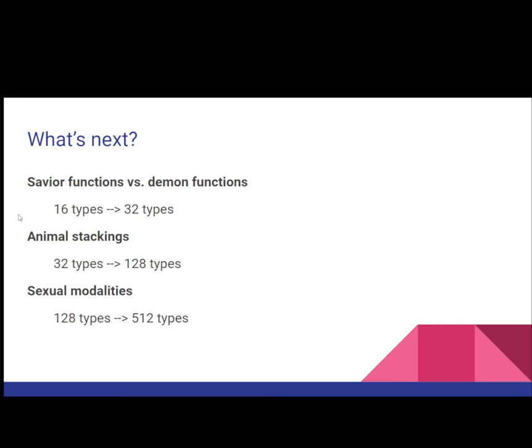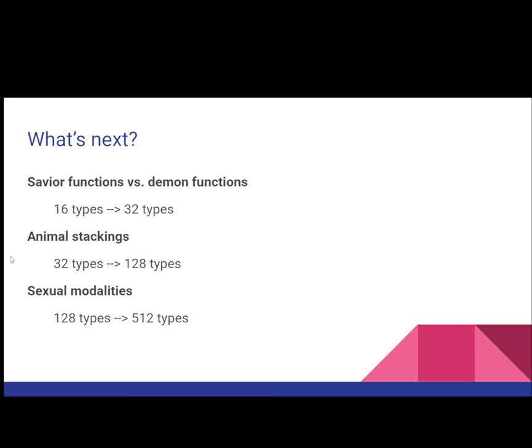This is going to expand the code from 16 types to 32 types, because the savior functions can either be your first and second function, or they can be the first and the third function. So for half the types, they actually jump over the second function in favor of the third, and those are called the jumper types. So yeah, it's going to expand it to 32.